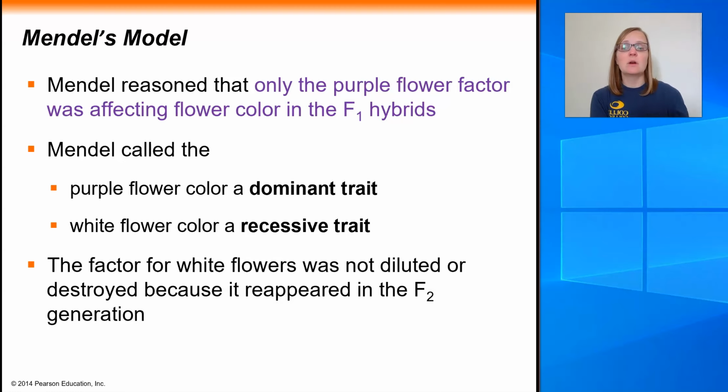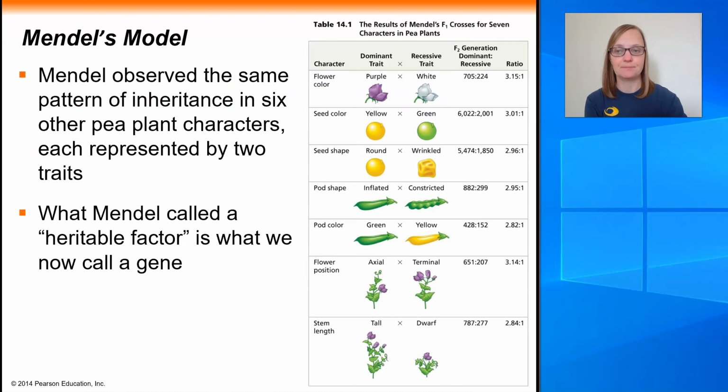He also noted that the white flower factor wasn't diluted or destroyed in the F1 generation hybrids, because it had the chance to reappear when he crossed the F1 hybrids to themselves in the F2 generation. He got that 3-to-1 ratio of purple to white flowers. That white flower had a chance to come back in the next generation.